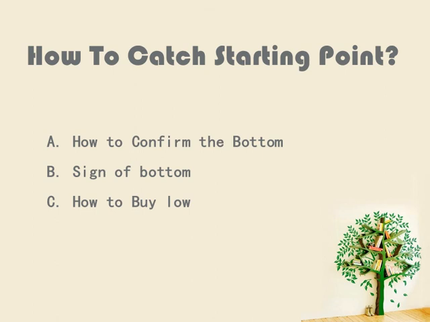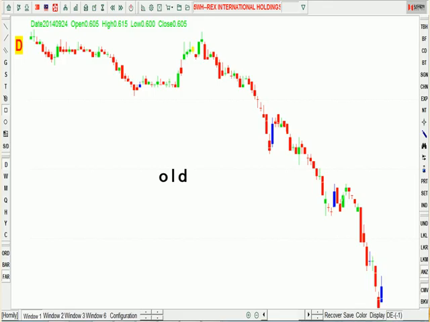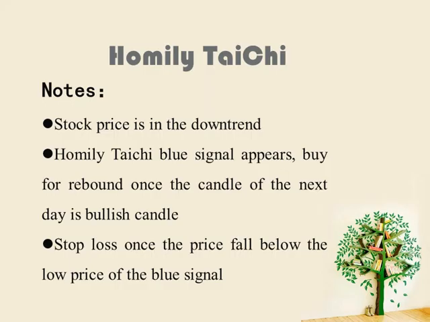First, you should confirm whether this is the bottom or not. Then sign off the bottom and how to buy low. Okay. So this is the Hornetizing signal, used to judge whether this price is overbought or oversold. Then for the buy-low signal, the stock price is in a downtrend. When the Hornetizing blue signal appears, buy for a rebound once the candle of the next day is a bullish candle. Stop loss once the price falls below the low price of the blue signal.